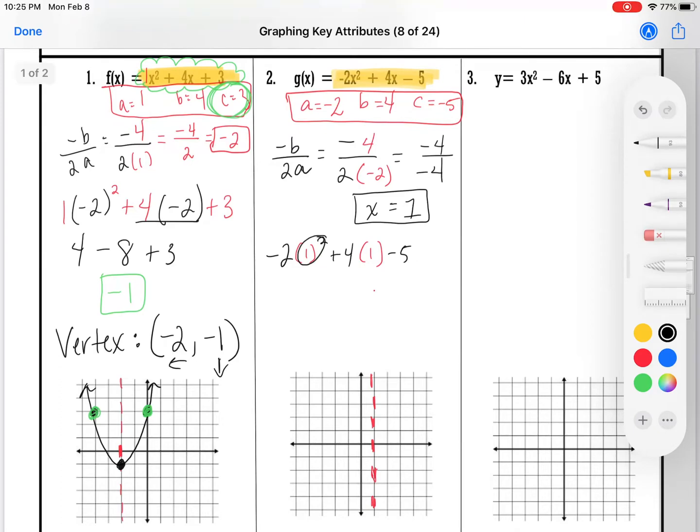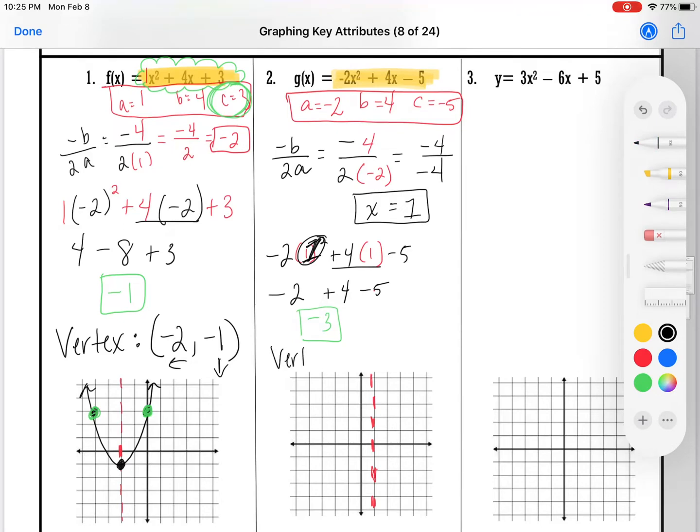1 to the second power is just 1 times 1, which is just 1. 1 times negative 2 is a negative 2. 4 times 1 is 4, and then minus 5. Negative 2 plus 4 is 2. 2 minus 5 is negative 3.